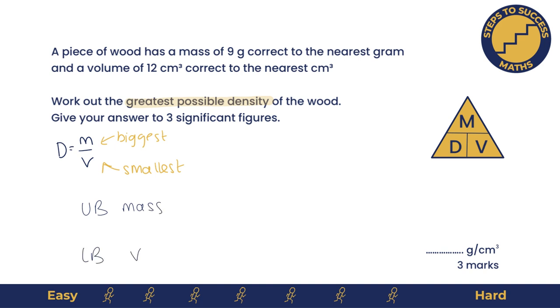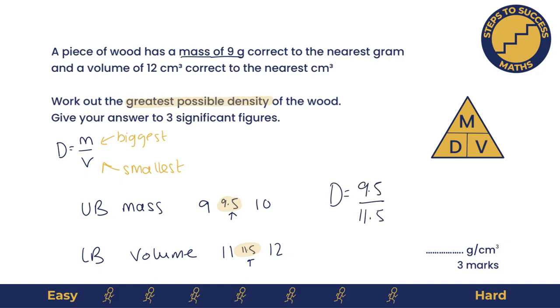So the upper bound of mass, the mass was 9 grams correct to the nearest gram. So between 9 and 10, halfway, 9.5. And we want the lower bound of volume. So volume was 12 to the nearest centimetre. So between 11 and 12 is 11.5. Now we're going to use these two numbers for our calculation. Density is mass, 9.5, divided by volume, 11.5.